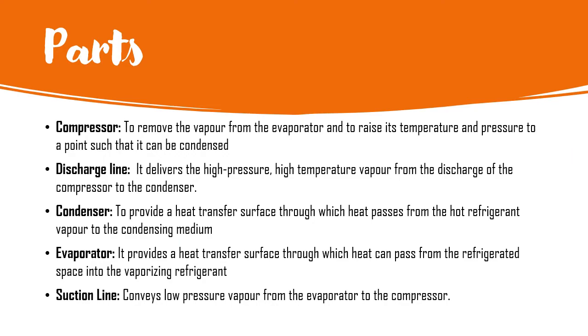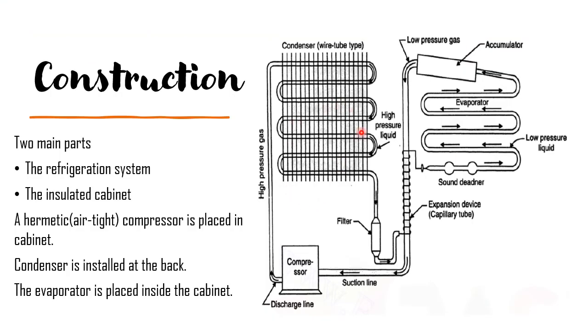Now we see the diagram. This is the construction of a domestic refrigerator. Here there are two main parts of the refrigerator: the refrigeration system and the insulated cabinet. The compressor and the evaporator are placed in the insulated cabinet. The condenser is placed at the back of the refrigerator. You might have seen these tubes, the cooling tubes. And now we see the working.